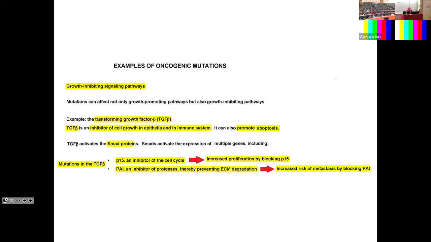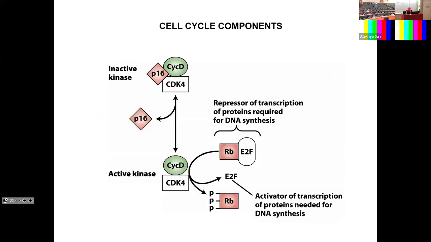Remember that for the tumor to metastasize, it needs to secrete proteases, right? So in this case, if there is a mutation in this gene, there is increased proliferation by blocking this P15. And in the case that the inhibitor of the proteases is affected, you have increased risk of metastasis by blocking this inhibitor, right? So these are just examples of how a tumor can become malignant.